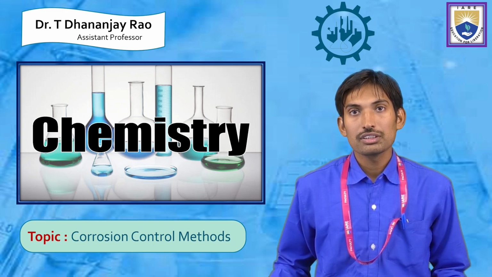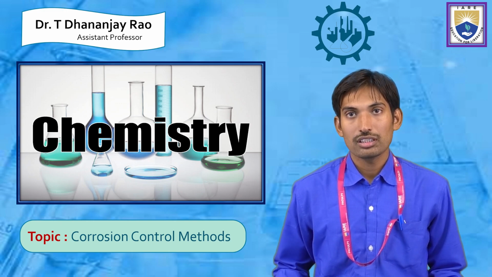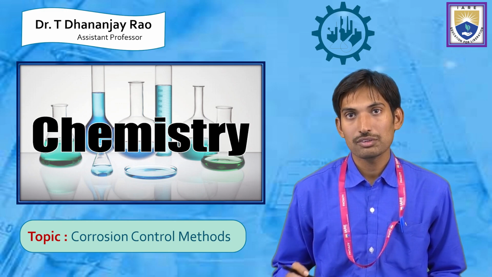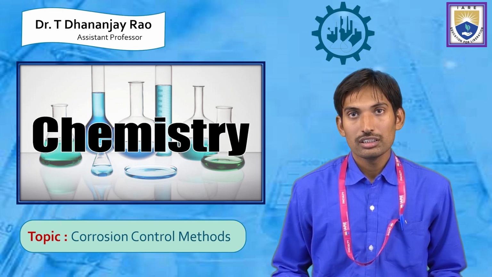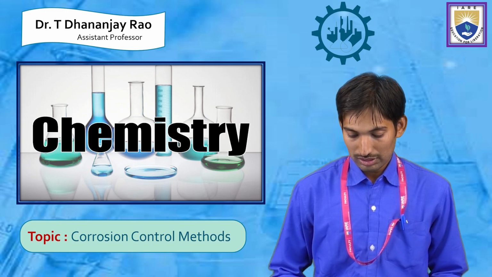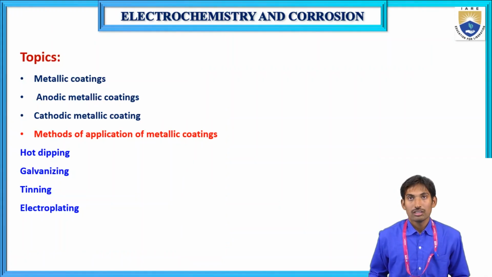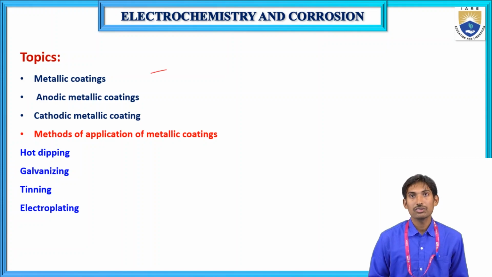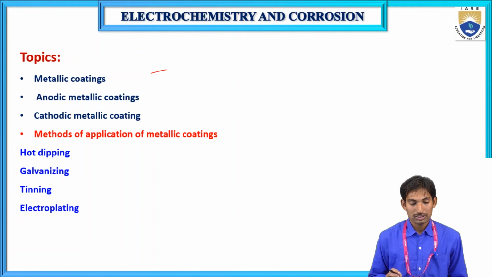In previous videos, I have discussed various types of corrosion controlling methods. In this session, I am going to teach about different corrosion control methods. I am going to cover these topics: metallic coating, anodic metallic coating, cathodic metallic coating, and methods of application of metallic coatings. In that, I am going to discuss hot dipping, galvanizing, tinning, and electroplating.